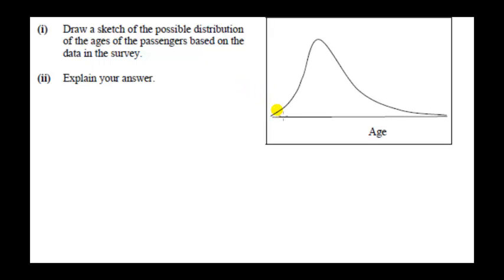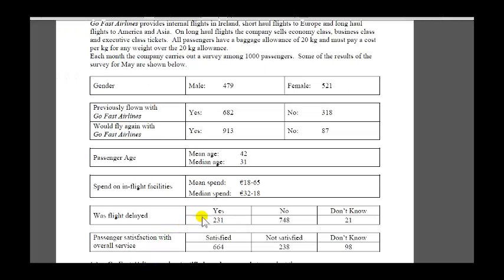Next, we will look at a sketch of the possible distribution of the ages of the passengers based on the data in the survey. Alright, so here we have the section on passenger age. Notice that the mean age 42 is greater than the median age of 31.